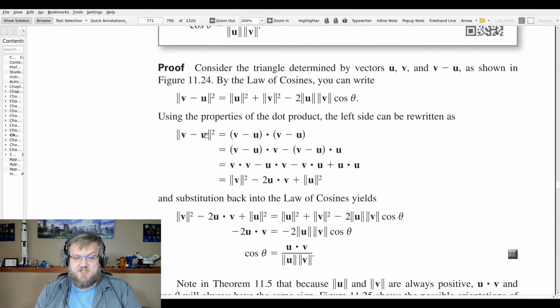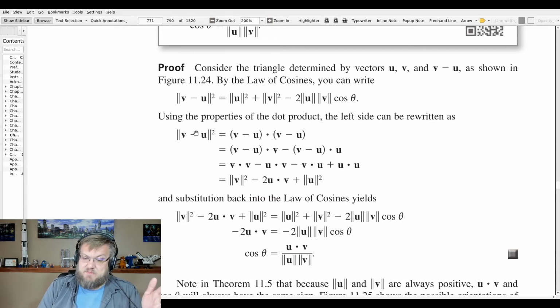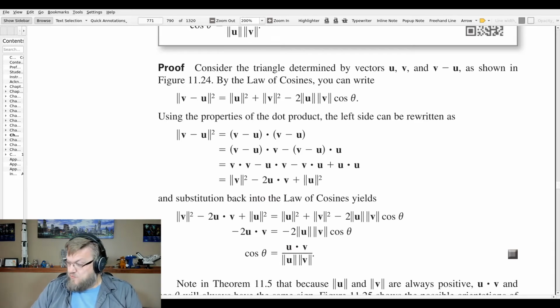The magnitude of v minus u squared, well, wait a minute, that's a vector's magnitude squared. That connects with the dot product. Remember our rule from before, right? We had that v dot v is the magnitude of v squared. So that means the magnitude of v minus u squared is v minus u dotted with itself. So they go ahead and say, this is just this dotted with itself. They use the distribution property. They use the distribution property again to multiply this all out, and I get v dot v minus u dot v minus v dot u plus u dot u.